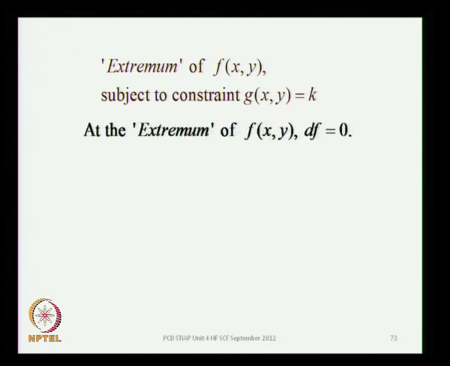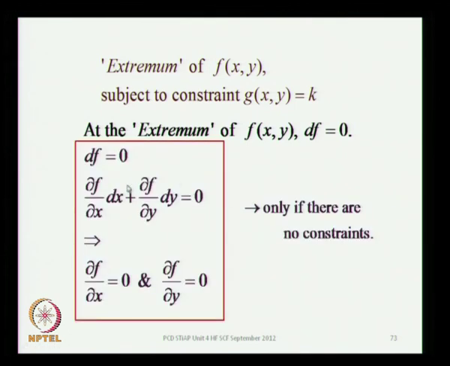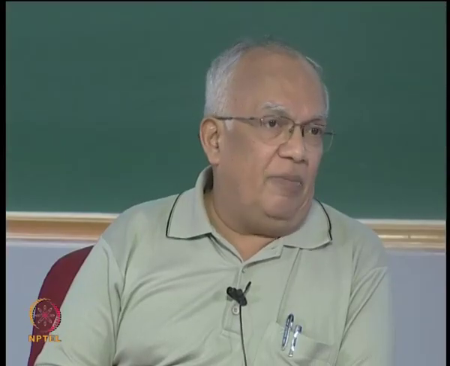So, if this is an extremum, the differential of f would vanish at the extremum, which means that df is the partial derivative of f with respect to x times the increment in x plus the derivative of f with respect to y times the increment in y. And this would vanish, and if this is to vanish for arbitrary increments delta x and delta y, then the corresponding coefficients must go to 0. This is our normal interpretation of an extremum, but only if no constraints are present.